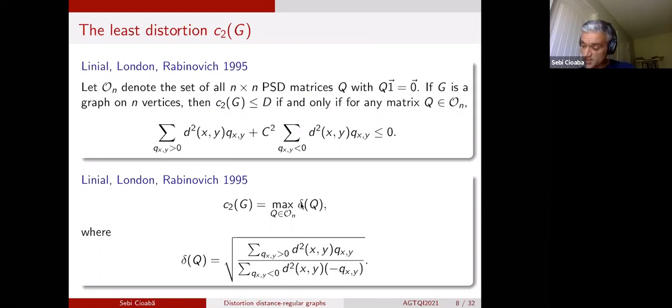And from this relation, they proved this different characterization of c2(G), which is the maximum over all matrices Q in this set O_n of this strange looking quantity. It's a square root of this fraction, and on the top you have a sum over all the positive entries in the matrix Q, and on the bottom you have a sum over all the negative entries in the matrix Q. Okay, so that's again work done by Linial, London and Rabinovich in '95.